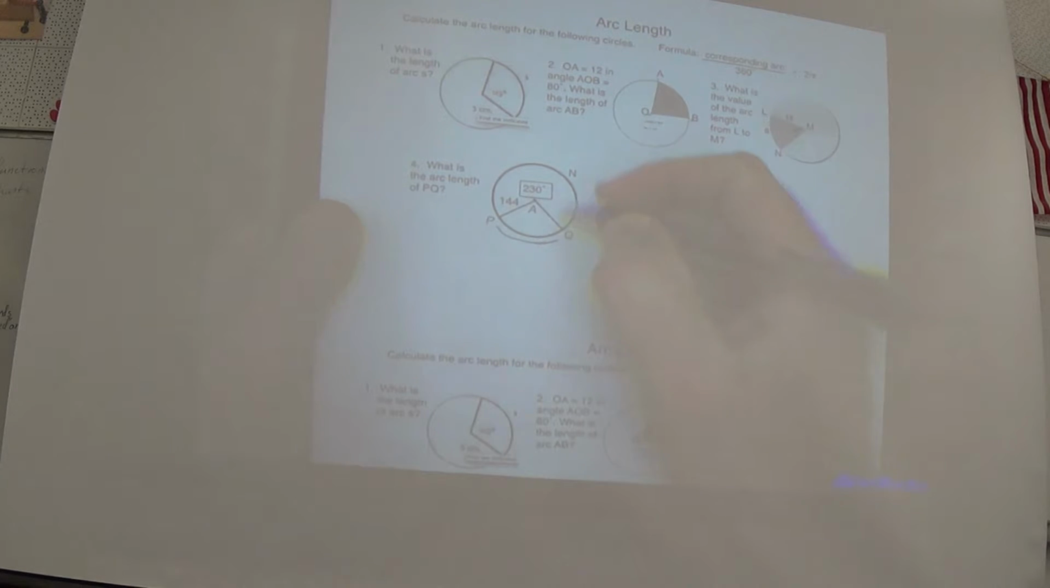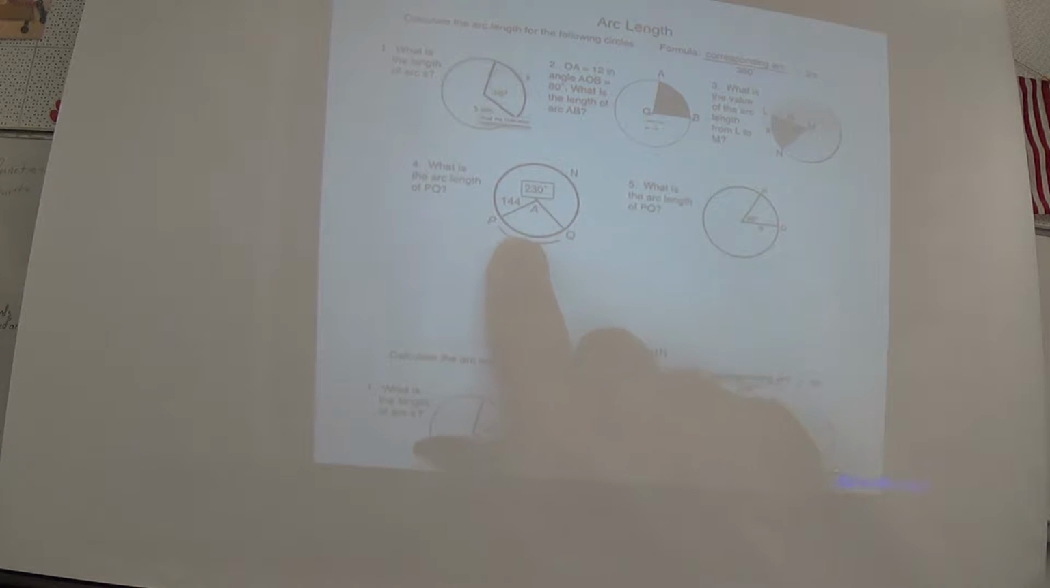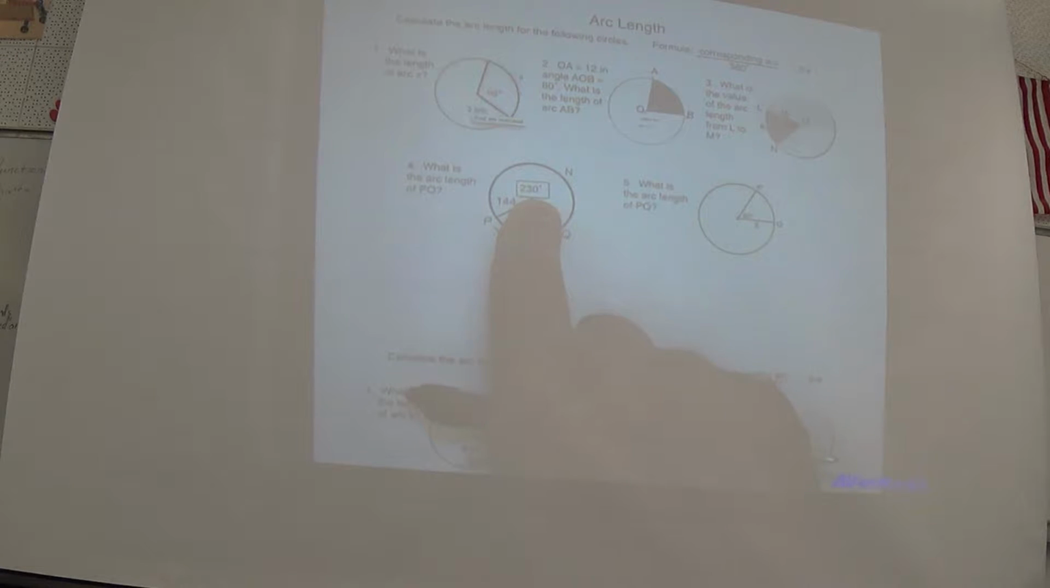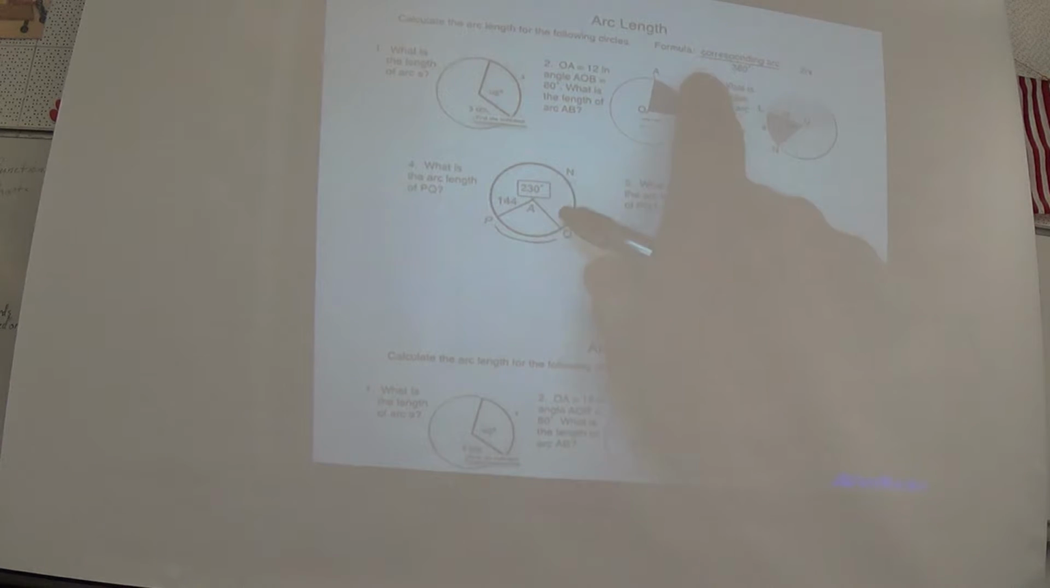Now, this is a little different because if you look at this, they're telling us the degrees of the one that we don't want. Be careful. They're giving us the degrees of the one we don't want. We want to know the arc length of this one, and they're giving us the degrees of the opposite one, 230 degrees. Now I know that can't be this one because that's not even 90 degrees yet. So I know that that 230 cannot belong to this PQ. We know it's belonging to the other side.